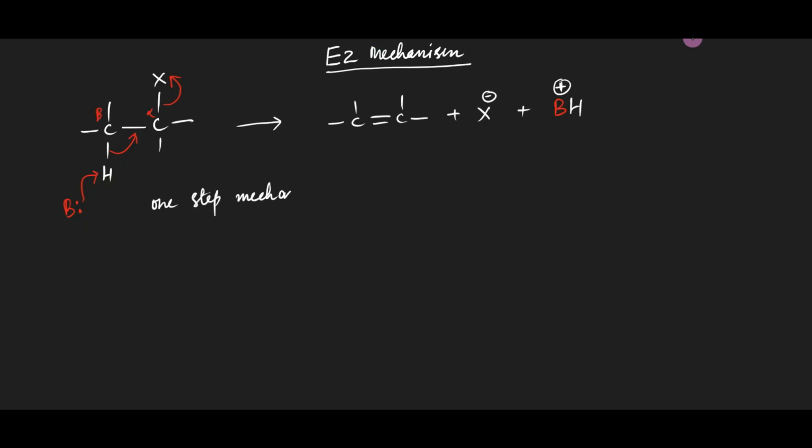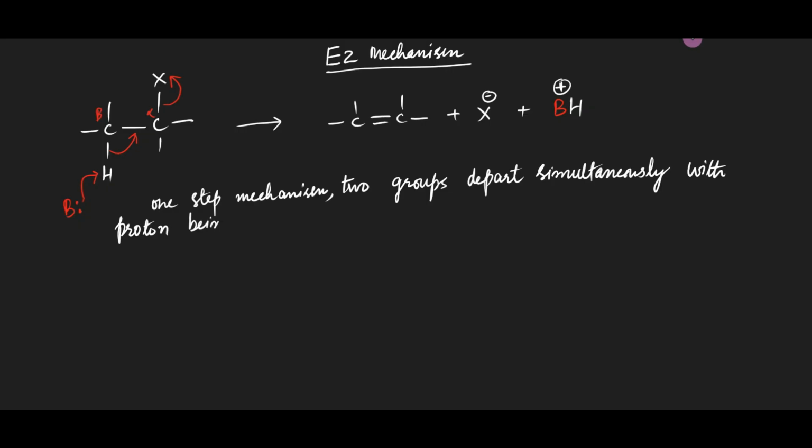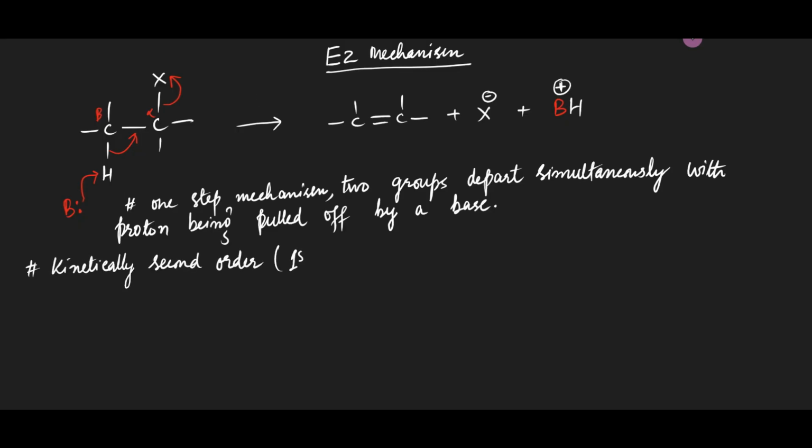It is obvious that this is a one-step mechanism. Two groups depart simultaneously, with the proton being pulled off by a base. Therefore, this only step must also be the rate-determining step. Therefore, the mechanism must be kinetically second order: first order in substrate and first order in base. This is obvious, because the rate-determining step involves both substrate and base. Since two molecules are involved in the RDS, it is called the E2 mechanism, elimination bimolecular.